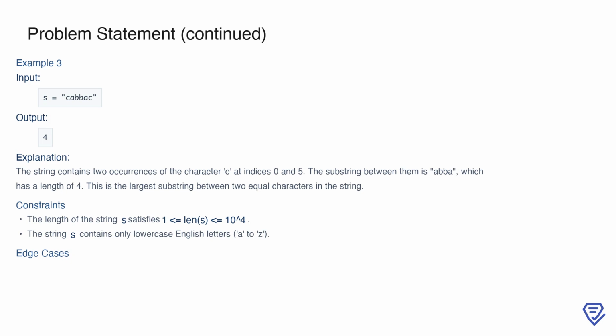Take the string abbbba. Here, the character a appears twice, at indices 0 and 5. The substring between these positions is bbbb, which has a length of 4. This is the largest substring between two equal characters in this string, so the output is 4.